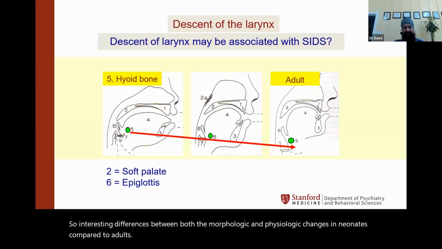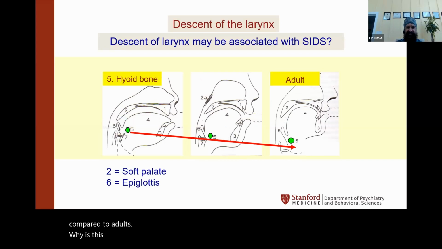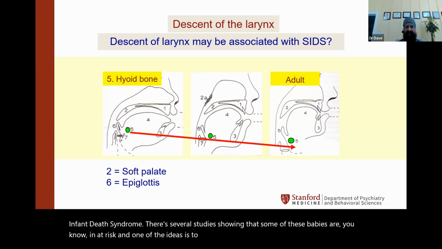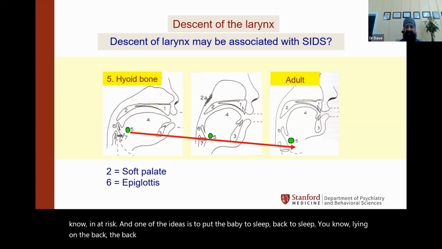Why is this significant? Well, the descent of the larynx may be associated with SIDS, sudden infant death syndrome. There are several studies showing that some of these babies are at risk. One of the ideas is to put the baby to sleep on the back, lying on the back of the head in the crib, to prevent SIDS from occurring.